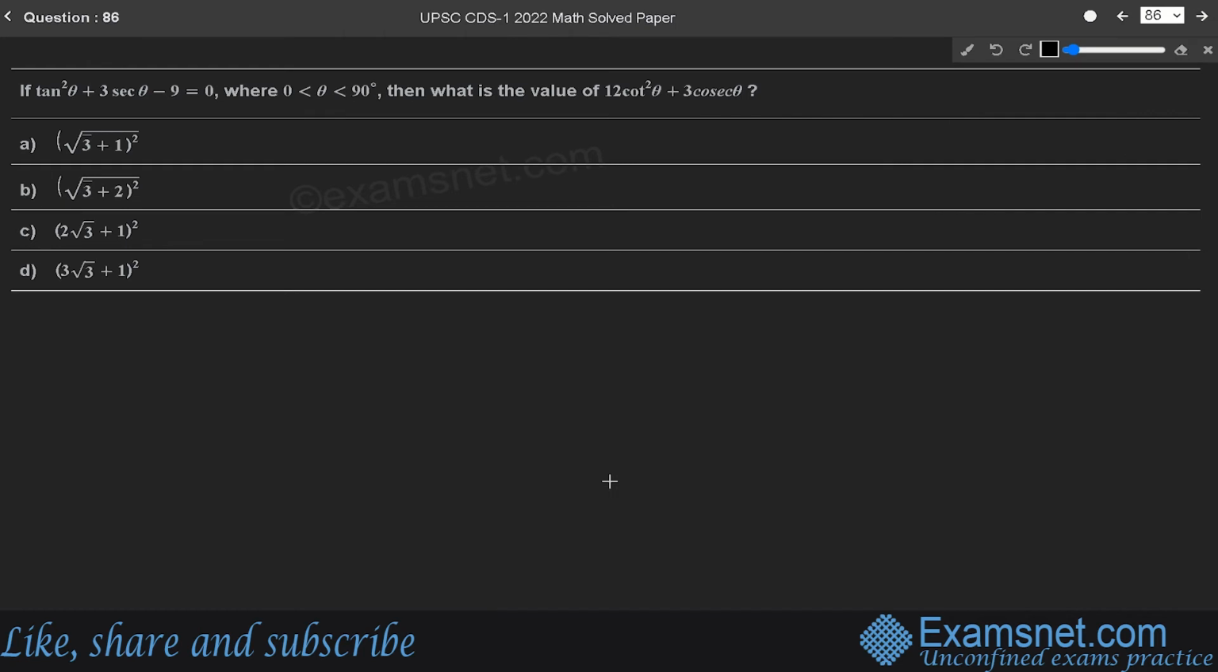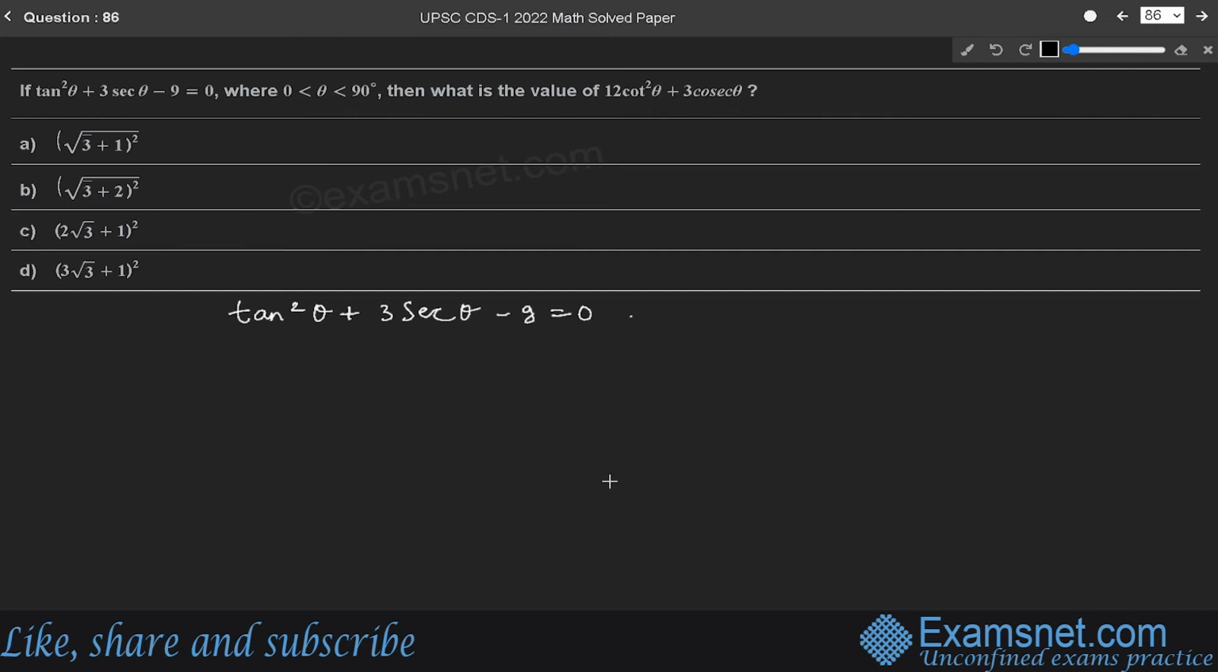Next question is, if tan square theta plus 3 sec theta minus 9 is equal to 0, where theta lies between 0 and 90, then what is the value of 12 cot square theta plus 3 cosec theta? This is also a question from trigonometry, but it is a tricky question. We have to use a simple trick to solve this question. So first let us write the equation. Equation is tan square theta plus 3 sec theta minus 9 is equal to 0. Now, how to think about the trick?